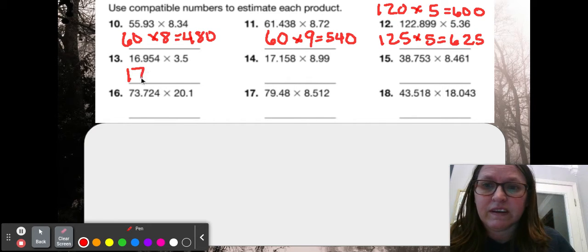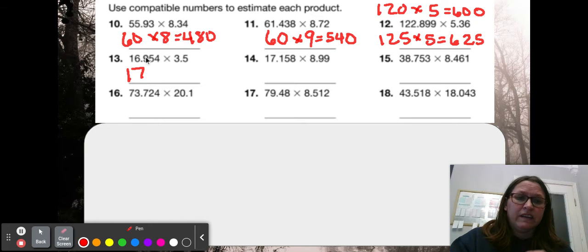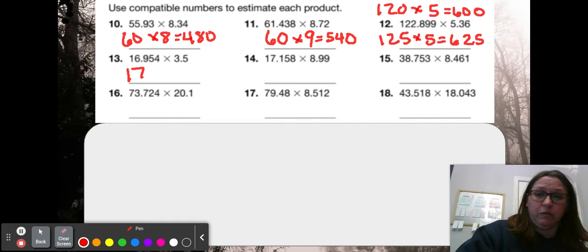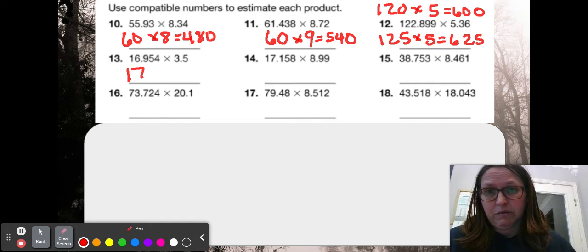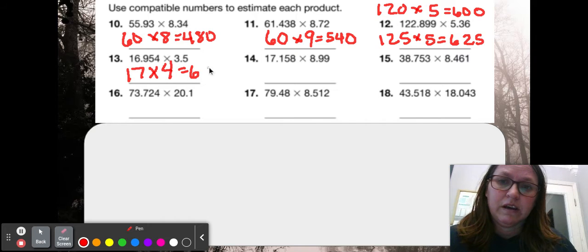So let's look at number 13. 16.694 is close to 17. If it's less than 20, you really should try to go kind of close. And 3.5 is close to 4. So 17 times 4 would equal 68.